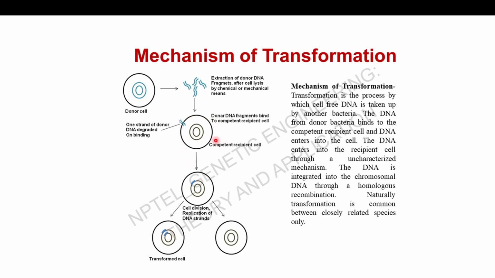And then this is the competent recipient cell. The competent recipient cell takes up the donor DNA, and this DNA is now inside the recipient cell. When the cell divides, eventually some of the daughter cells might not have the recombinant DNA, and some cells will have the recombinant DNA. Those cells harboring the recombinant DNA are called transformed cells. Okay.